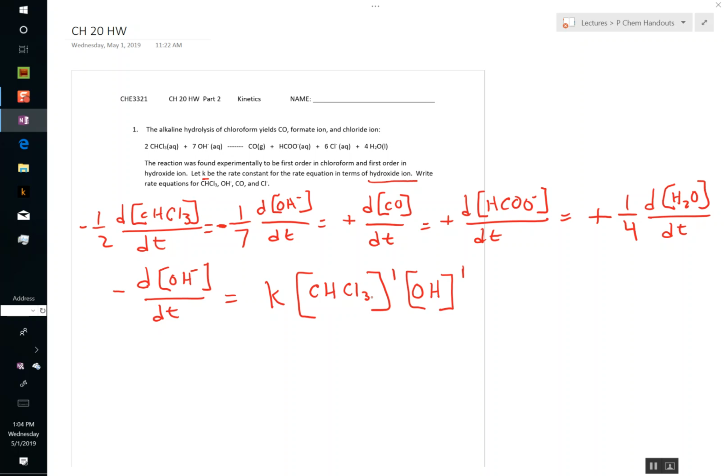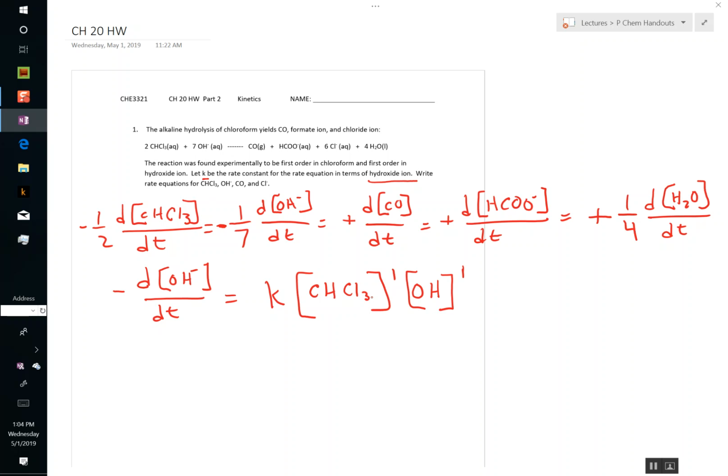You can't really write a rate equation irrespective of the chloroform. It's going to affect the rate, and the same with the hydroxide. So if we're asking at what rate the hydroxide ion is going to change with respect to time, it's going to be a constant times the chloroform concentration times the hydroxide ion concentration. If I was setting this up, I would have put 1/7 in front of d[OH]/dt.